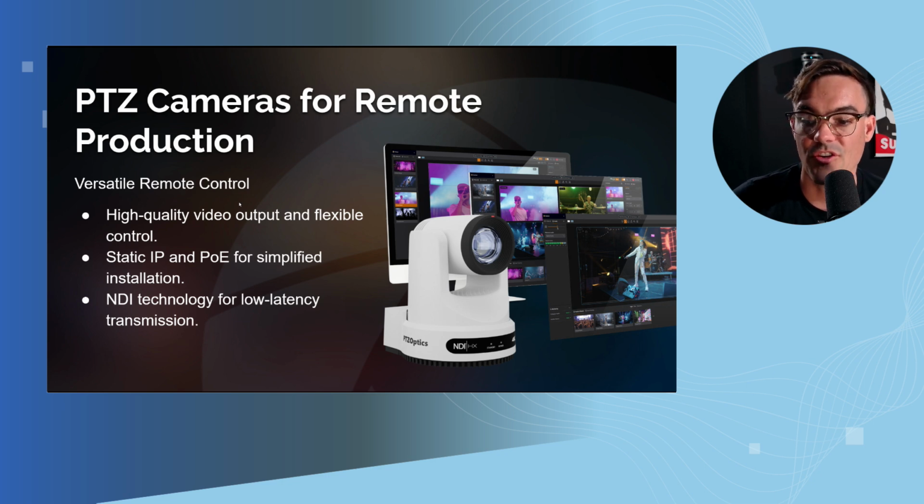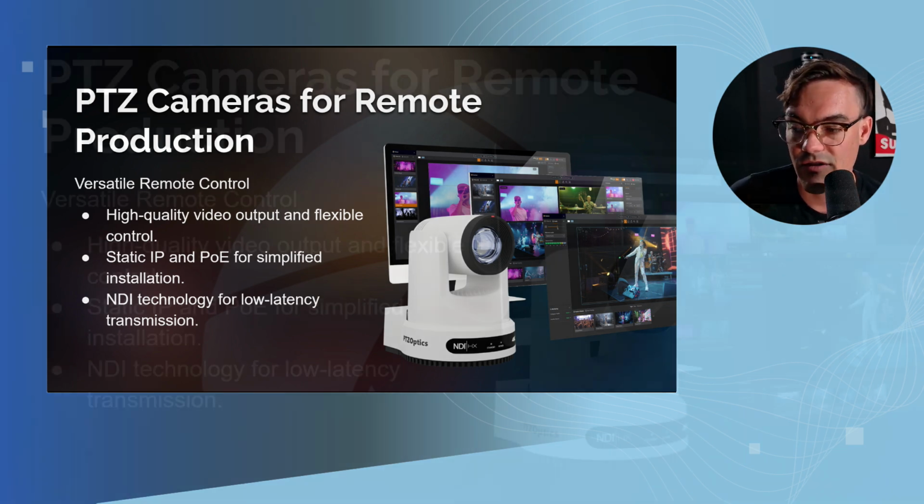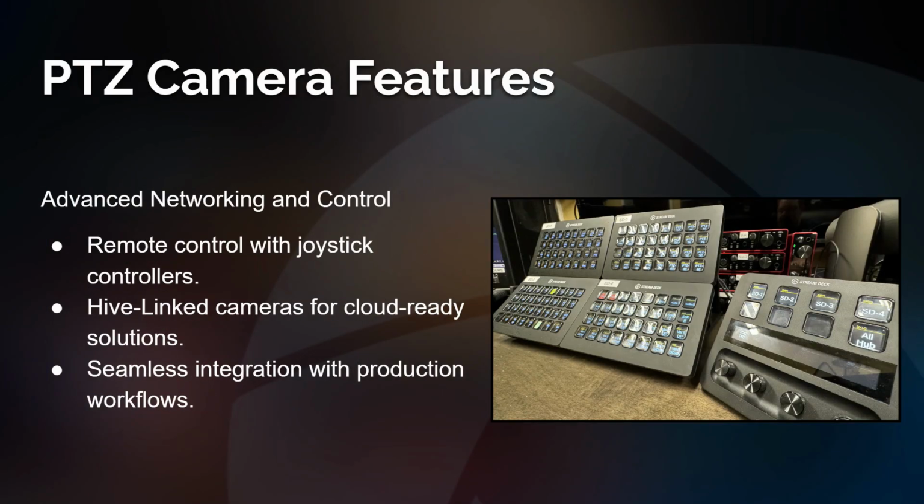So for remote production, one of the great things about PTZ cameras is that they're very easy to get on the network, right? We can plug it in with an Ethernet cable. It can power the camera. It can control the camera. We can easily set a static IP address for it. And we can use NDI built into these cameras to start using IP video. And it's very low latency and high quality.